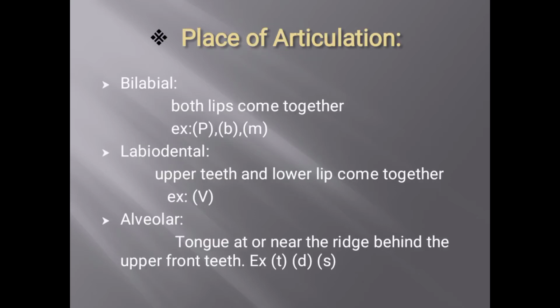Place of articulation. Bilabial: both lips come together. For example, p, b, m. Labiodental: upper teeth and lower lip come together. For example, v. Alveolar: tongue at or near the ridge behind the upper front teeth. For example, t, d, s.